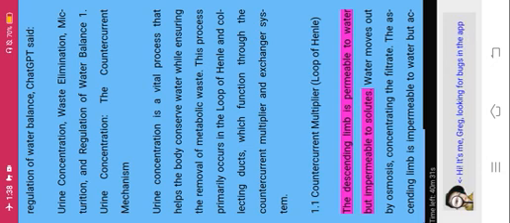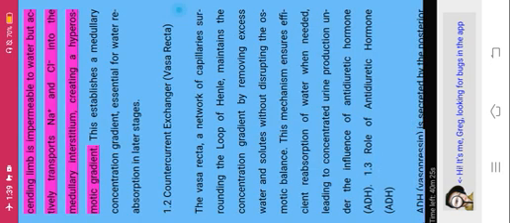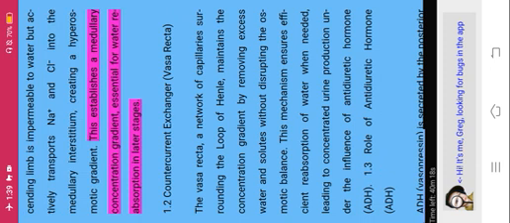The descending limb is permeable to water but impermeable to solutes. Water moves out by osmosis, concentrating the filtrate. The ascending limb is impermeable to water but actively transports NaCl into the medullary interstitium, creating a hyperosmotic gradient. This establishes a medullary concentration gradient, essential for water reabsorption in later stages.